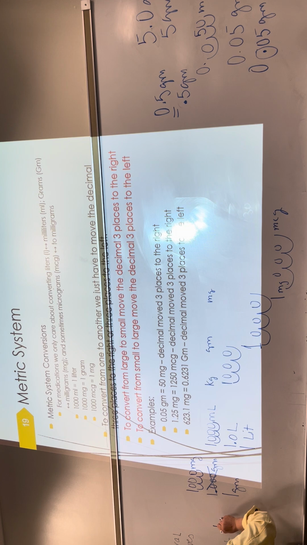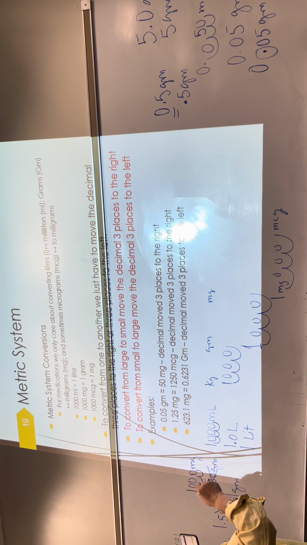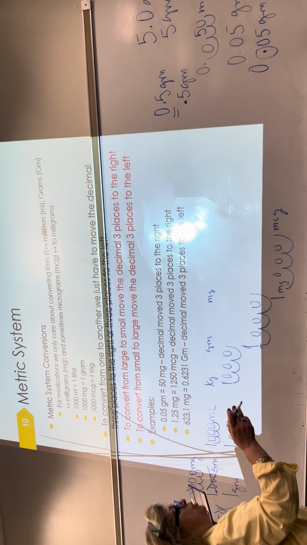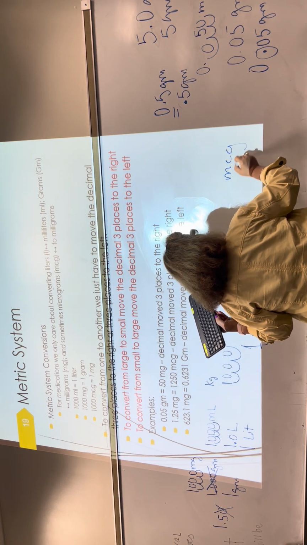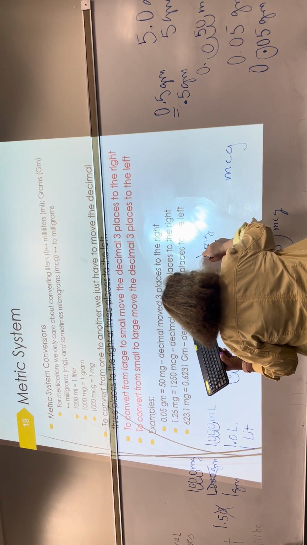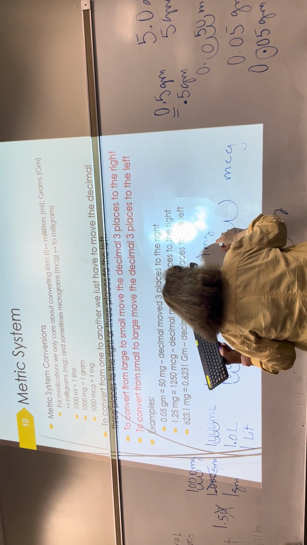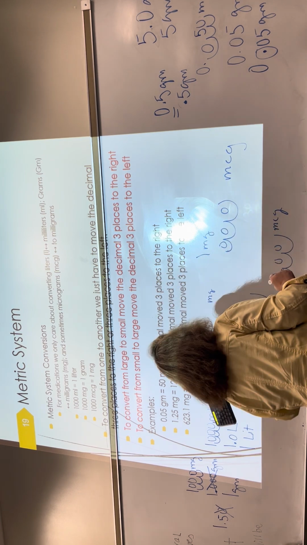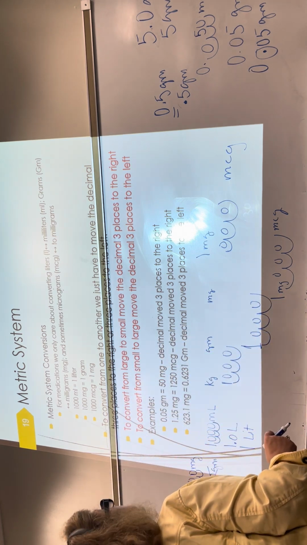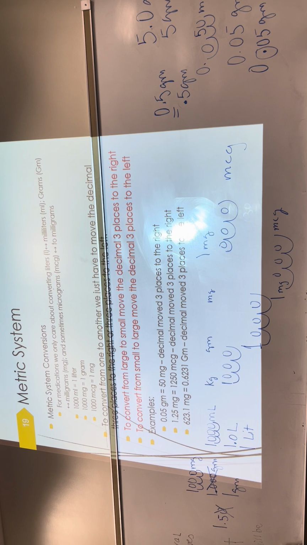Even if it is 1.50, don't write that; just write 1.5. Now 1 milligram going to microgram. Microgram is smaller than milligram, so where do I go? 1, 2, 3. So 1 milligram becomes 1000 microgram. To convert, we move the decimal 3 places to the right to go from large to small, or 3 places to the left to go from small to large.